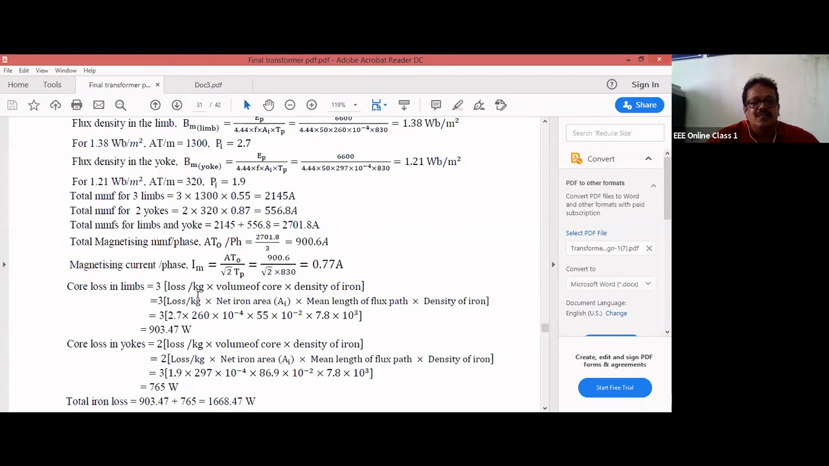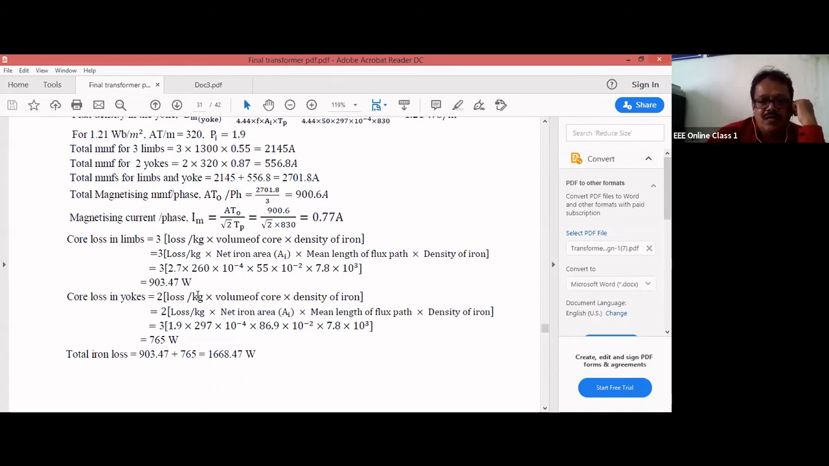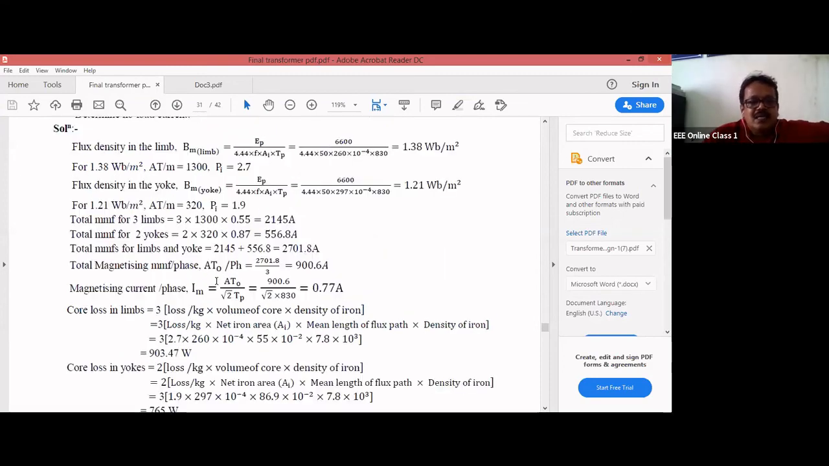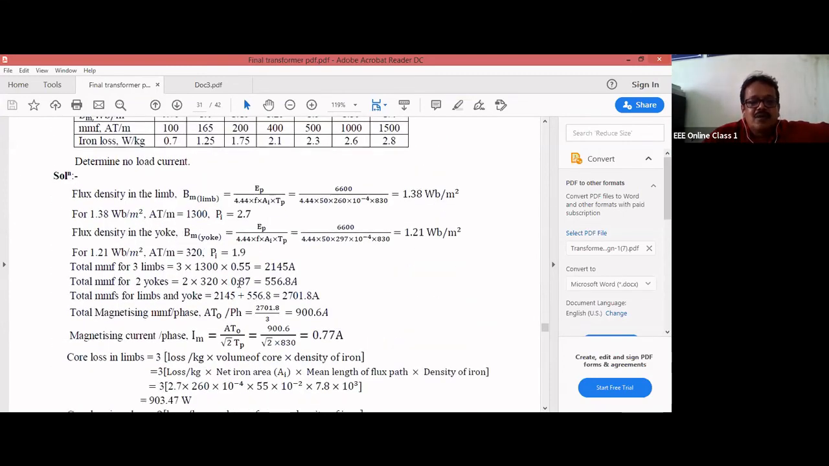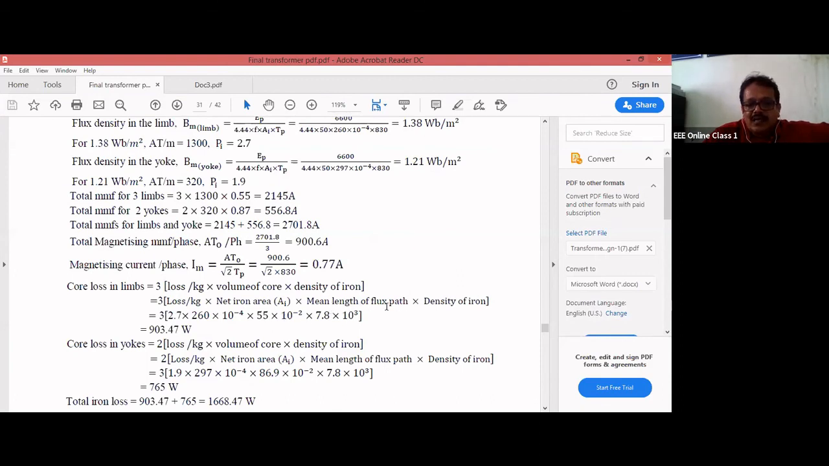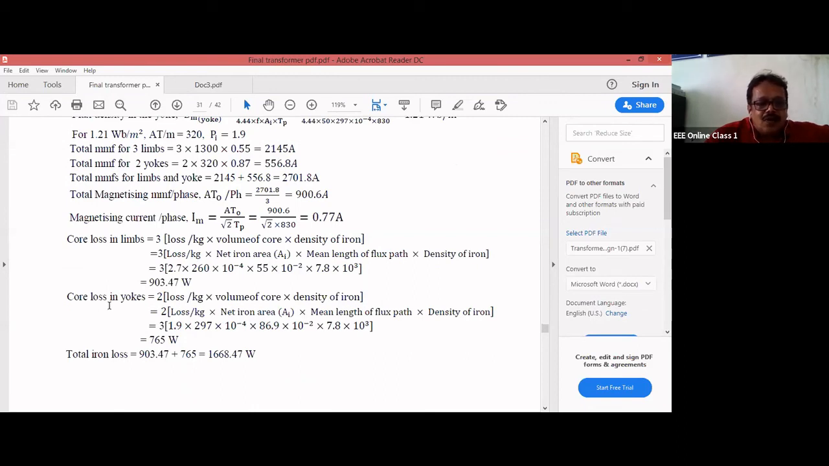Once you calculate Im, then you can calculate Ic. The last component is core loss in 3 limbs. Same formula, and in 3 limbs you multiply by 3 because you have 3 limbs. Loss per kg is given as 2.7. Net iron area 260 is directly given: 260 into 10 power minus 4. The mean length of flux path is 55 into 10 power minus 2, and density of iron is 7.8 into 10 power 3. That gives 903.47.